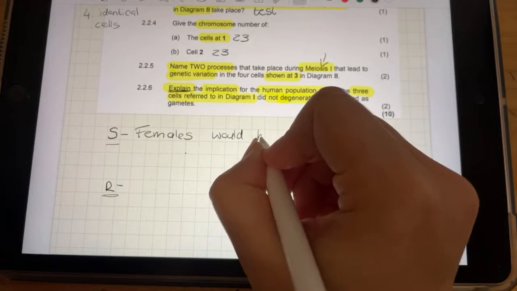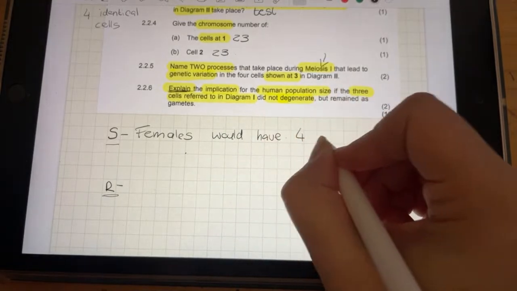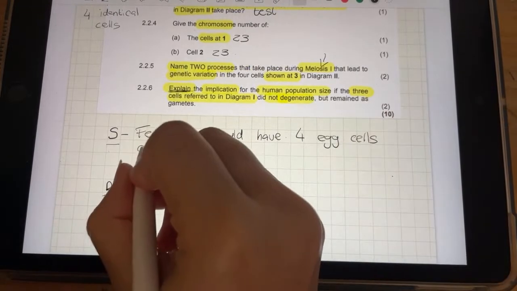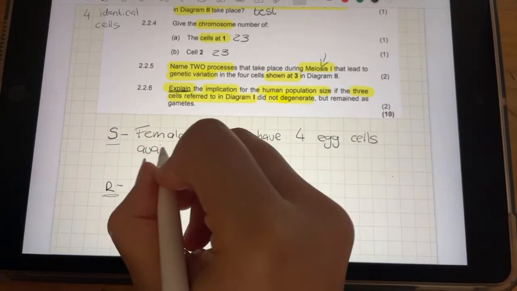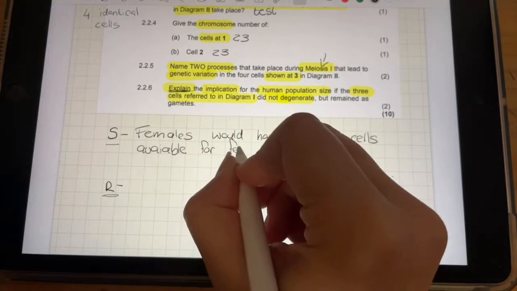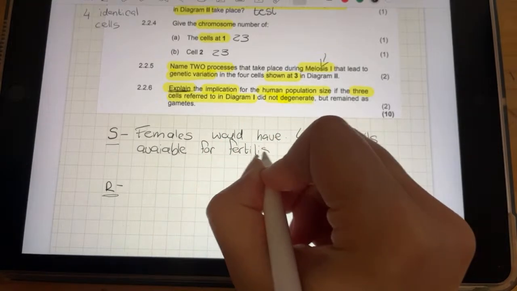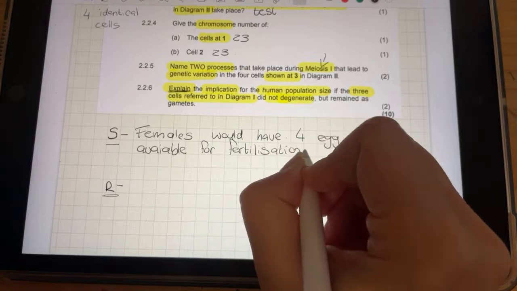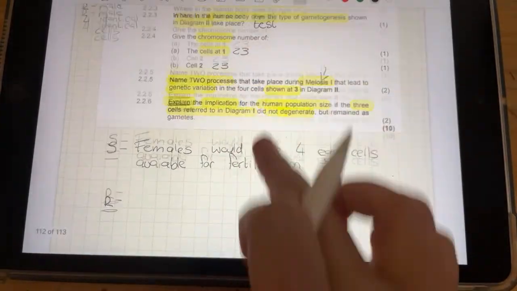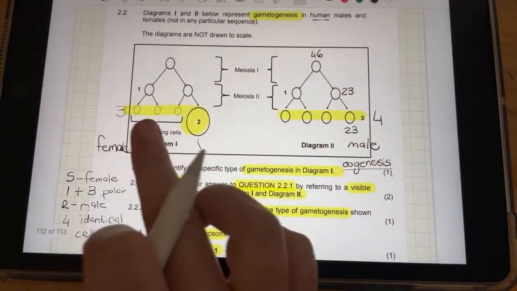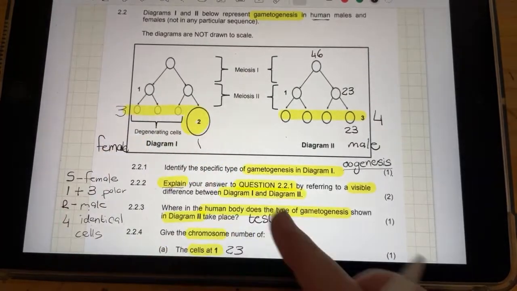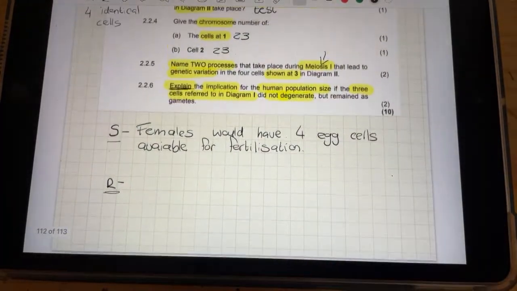Females would have 4 egg cells available for fertilization. So that's a statement. She would. That's a fact. If we go back to the picture, if all of these grew to full size, we would have 4 eggs instead of 1. So that's my statement, my fact.